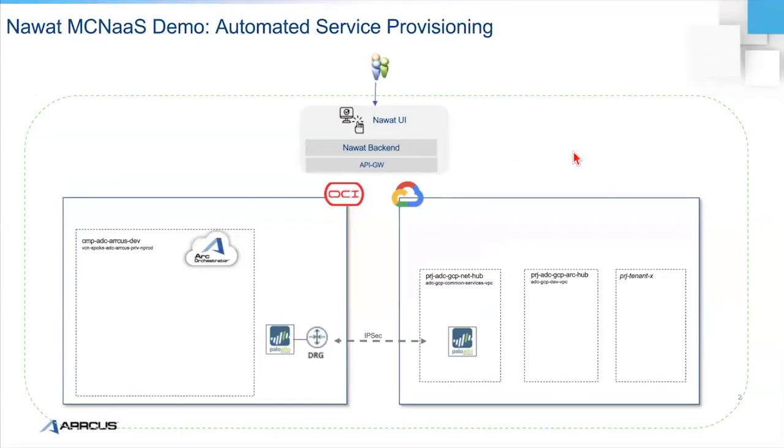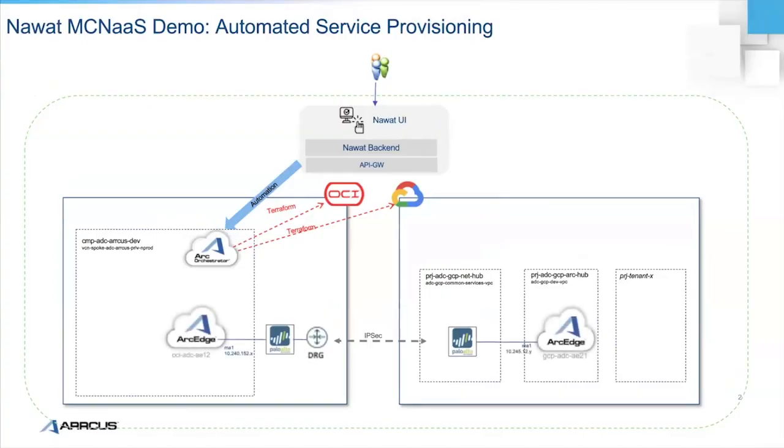Submitting the service request from the service portal triggers the Nawat backend, which initiates a series of API calls to the Arrcus Arc Orchestrator. First, Arc Orchestrator begins deploying Arc edges in OCI and GCP within the network environment you've selected. Next, once deployed, Arc Orchestrator configures these Arc edges to establish an overlay service between OCI and GCP. Finally, Arc Orchestrator configures the workload network to use this service for seamless communication between OCI and GCP.